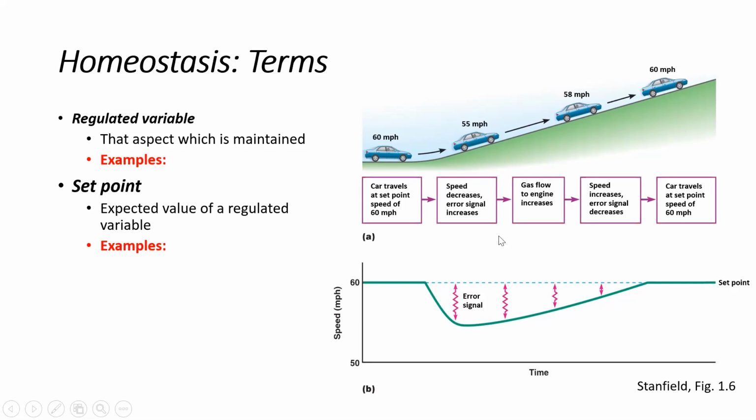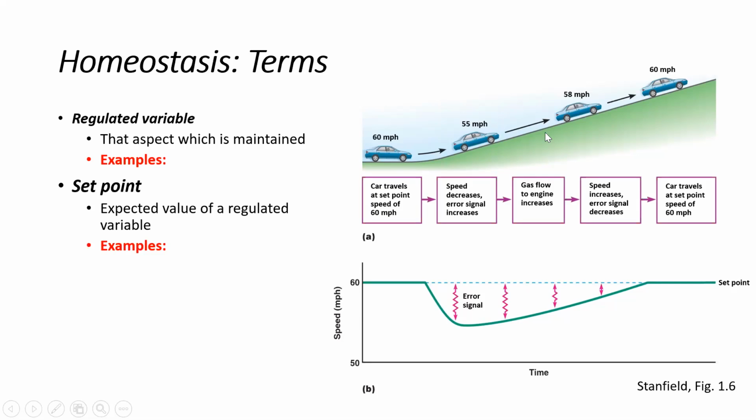Because we've established that we want to keep the car going at 60 miles per hour, when the speed now reduces to 55 miles per hour, that's going to be cause for concern. That's going to be cause for alarm. That's going to set off what we call an error signal.